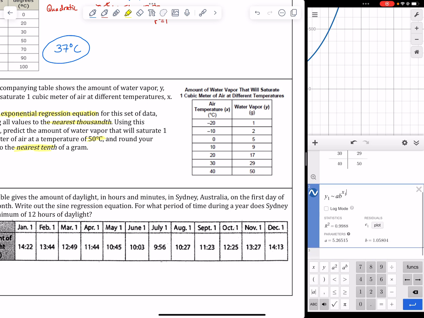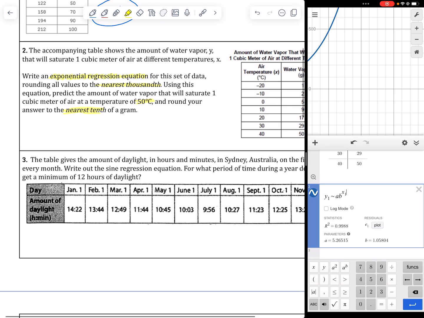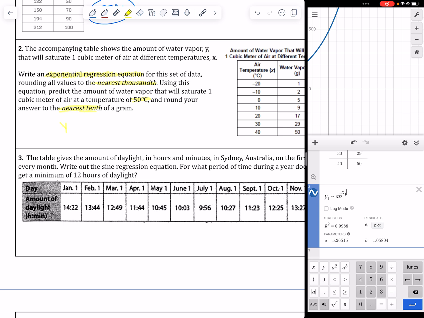And then I get my exponential regression equation. So that would be, oh, let me get my pen. Y equals, and then the A is 5.26, or it says round to the nearest thousandth. So 5.265. B would be 1.058, because thousandth means 3 places after the decimal. And then I need to put my X for my exponent.